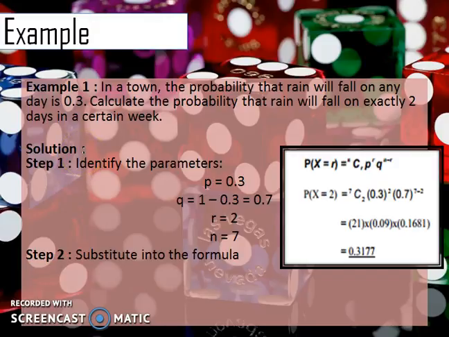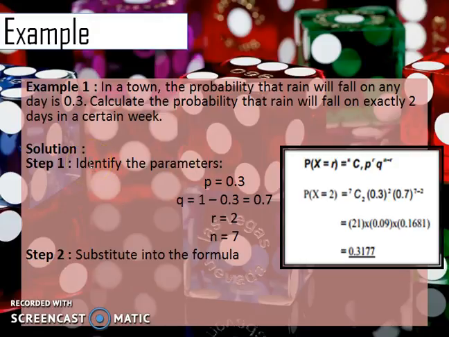Example 1. In a town, the probability that rain will fall on any day is 0.3, which is the success. Calculate the probability that rain will fall on exactly 2 days in a certain week.